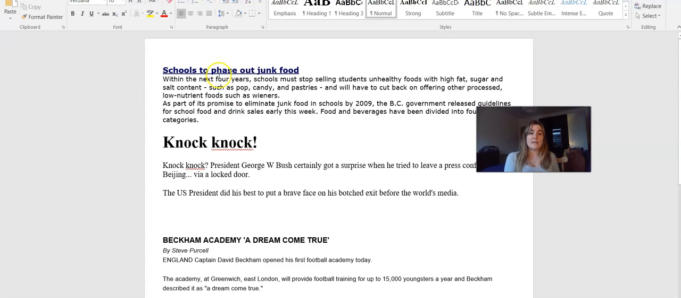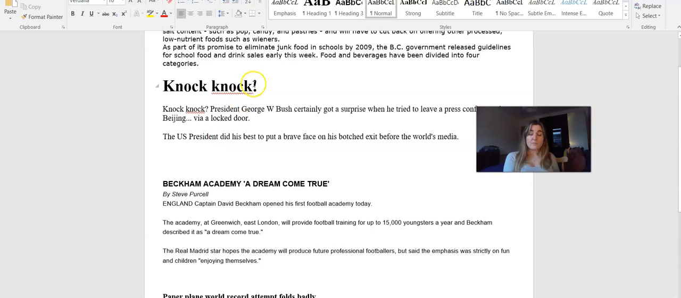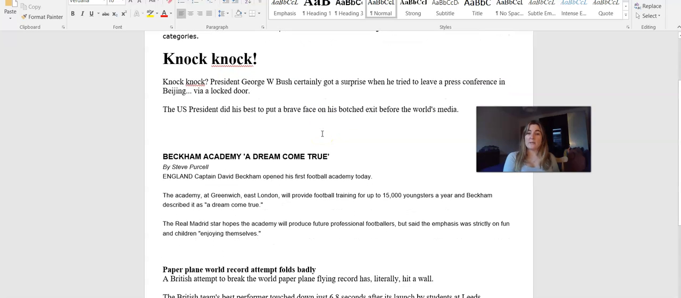So we've got some headlines here that are quite eye-catching. We've got schools to phase out junk food, knock knock. So again, this is just a statement. Knock knock. So they've put knock knock. President George W. Bush certainly got a surprise when he tried to leave a press conference in Beijing via a locked door. So they've used quite a clever question.